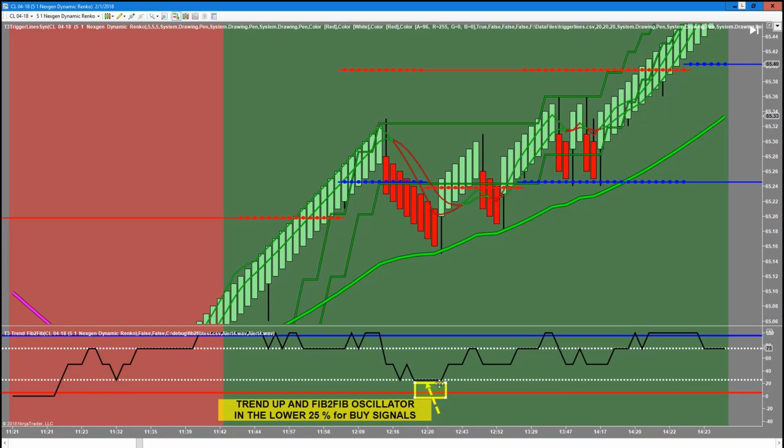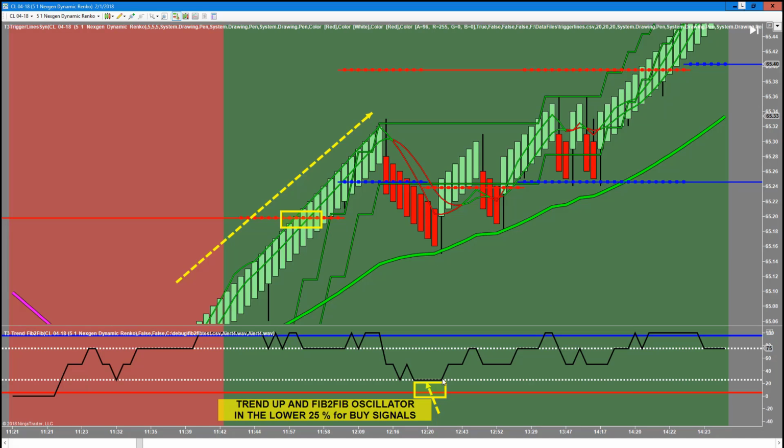So what we end up with and what the trade would be in this situation is, again, reading your fibs and triggers, you can see that the trigger lines have broken through Fibonacci resistance and that the trigger lines are going up strong. And then the market makes a retracement.